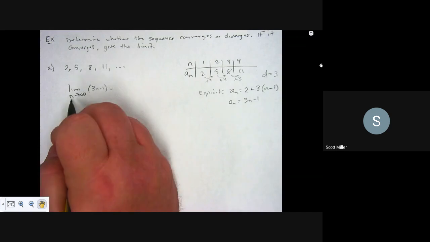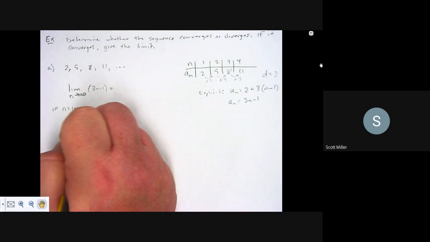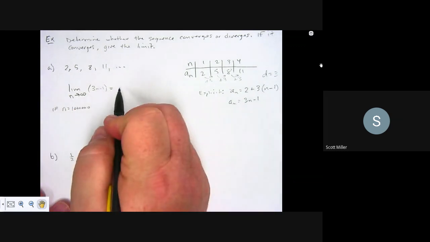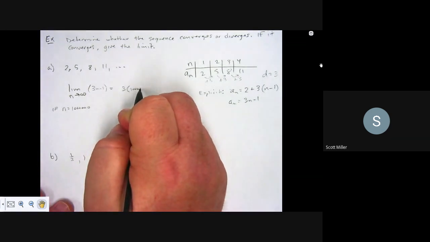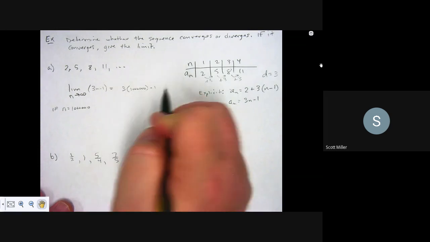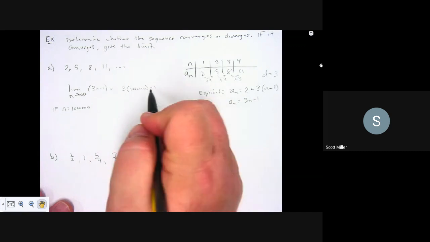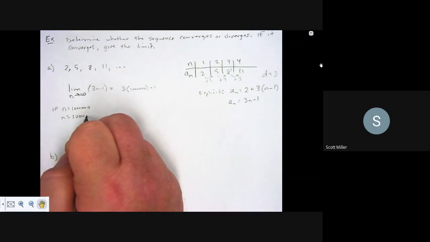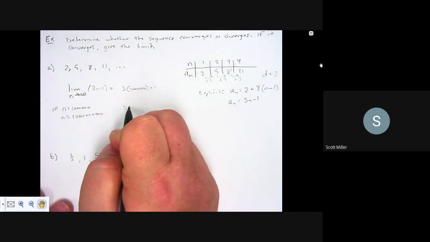So what if n was 1 million? Then what would this expression be at 1 million? Well, you just literally plug in 1 million for n. You would get 3 times 1 million minus 1. Well, that's pretty close to 3 million, isn't it? Minus 1, so you can ignore the minus 1. That really doesn't matter. And then what happens when n is 1 billion? Well, then this number here would become 3 billion.